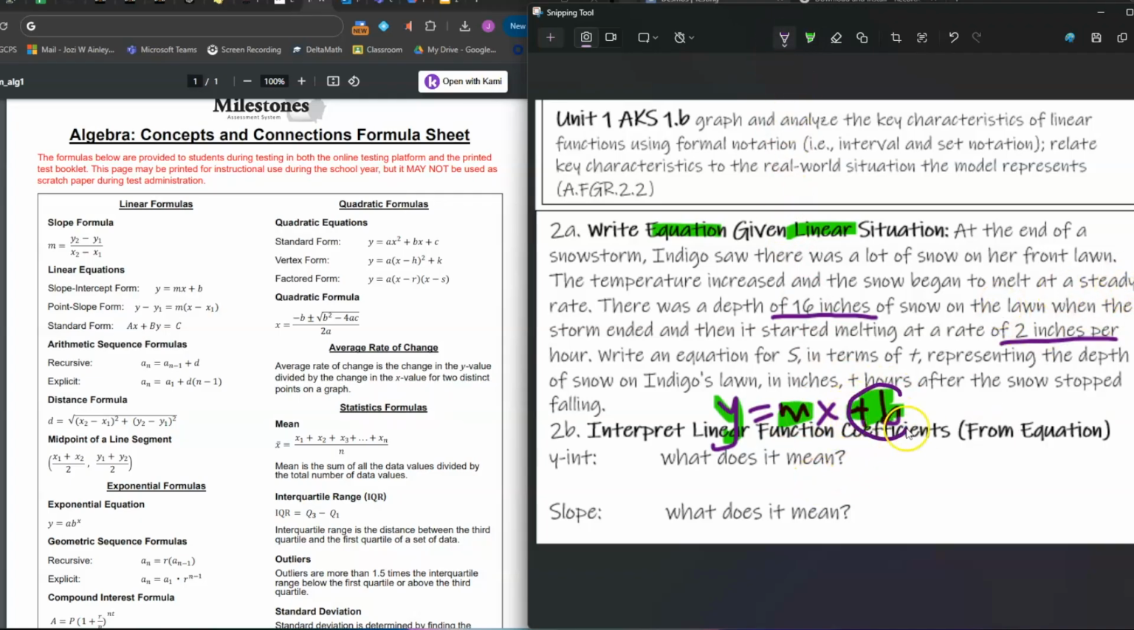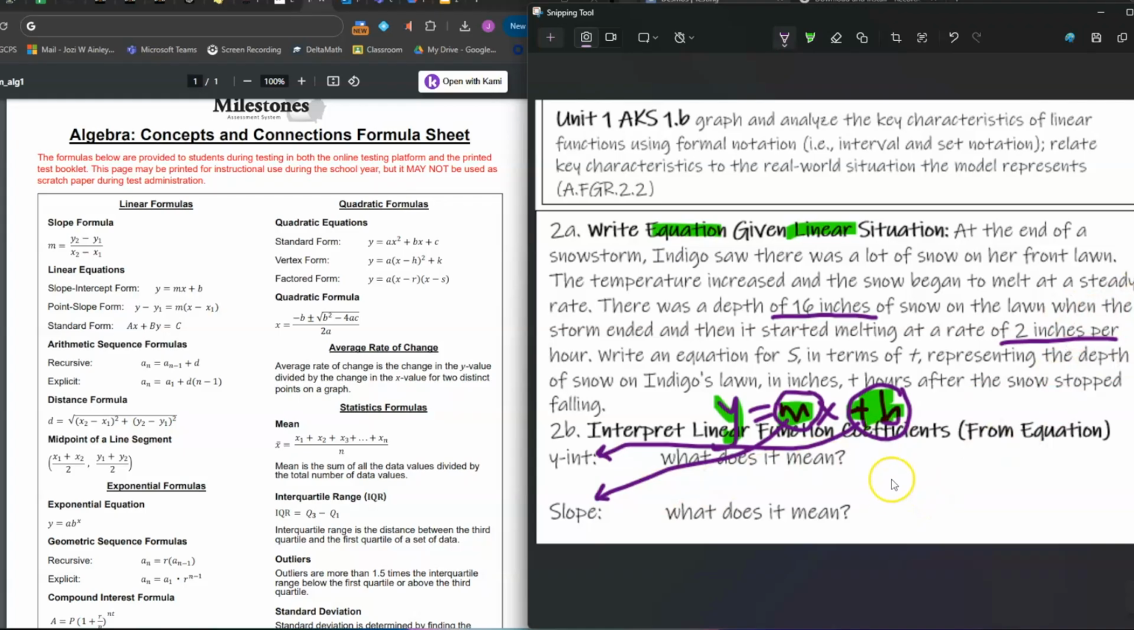What is B? B is my y-intercept, right? It's where it crosses the y-axis and also where it starts, where it begins. So whatever I'm going to write here, it's my starting point. It's where it begins. And then what is M? M is my slope. So again, you're writing your notes on the right-hand side.